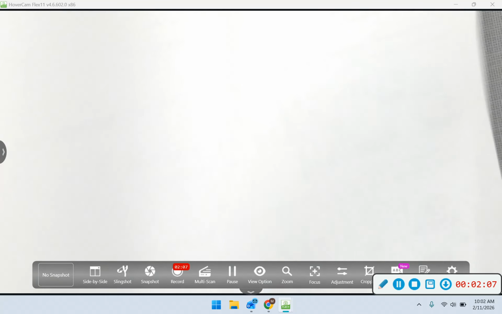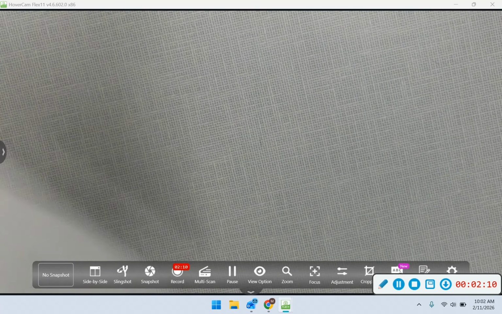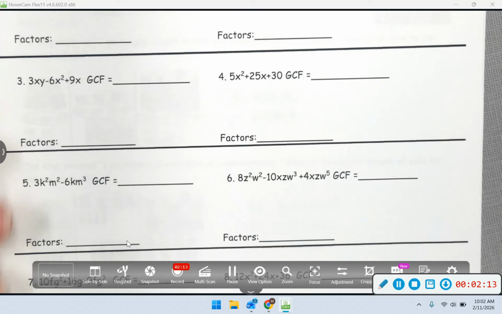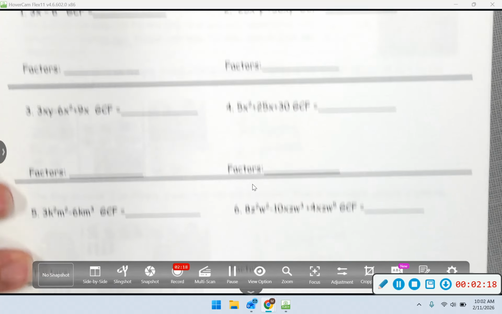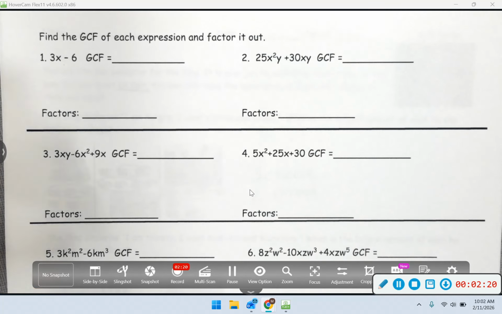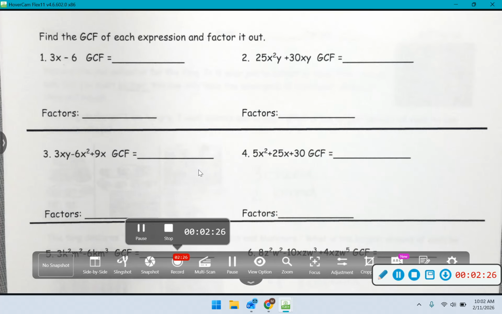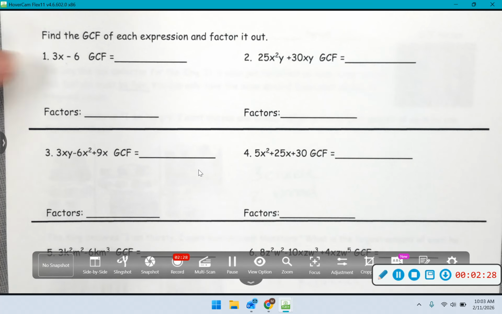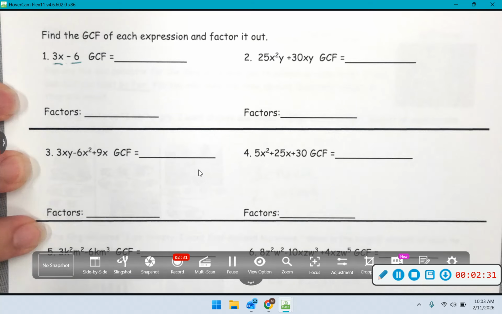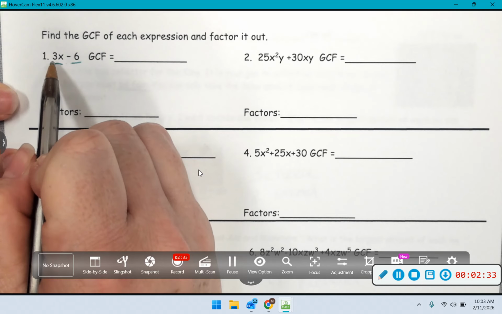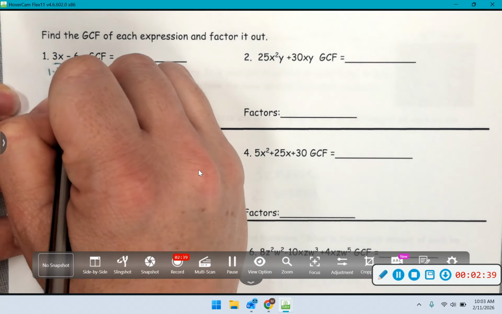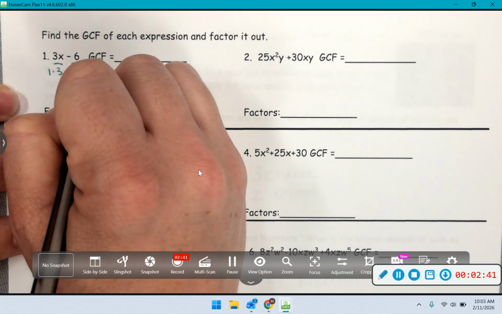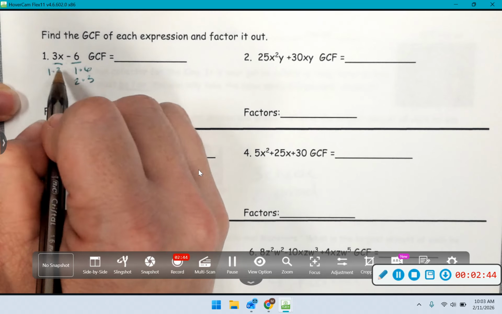Okay, so now let's look at it with actual numbers. Number 1, now we have 3x minus 6. So I have 2 terms, and I personally always start with my smallest number. So 3 and 6, so we have to think about factors. The factors of 3 are 1 and 3. The factors of 6 are 1 and 6, 2 and 3. So my greatest number I can take from both of them is 3.